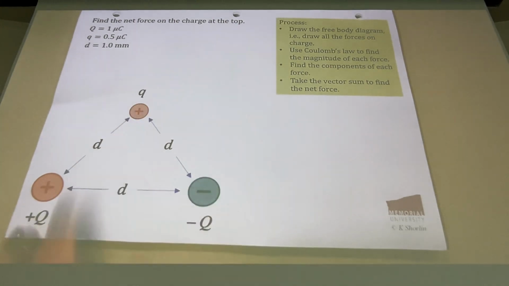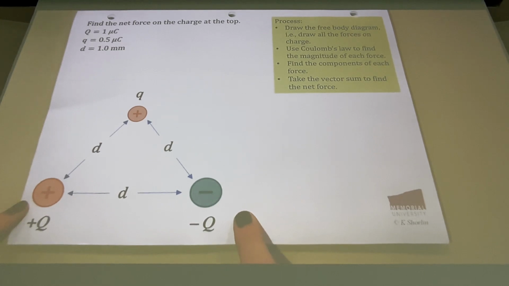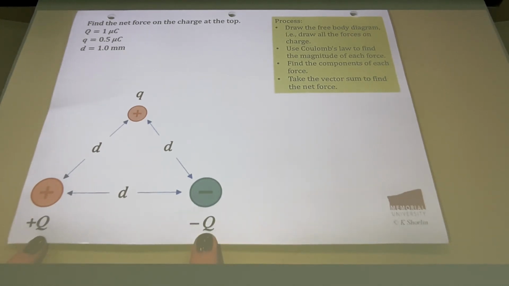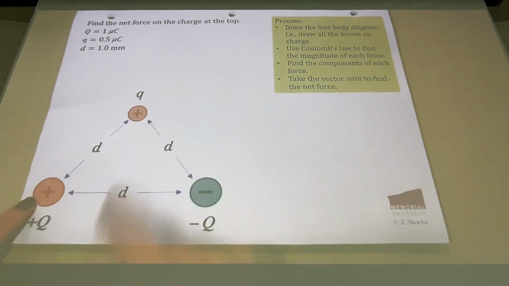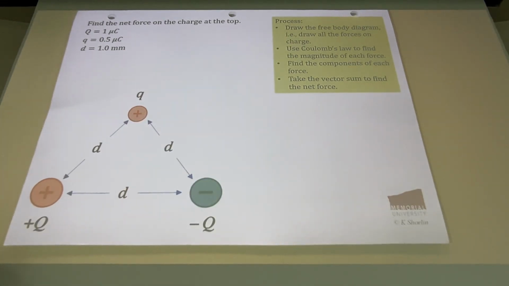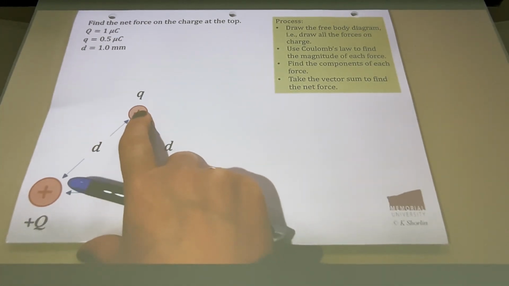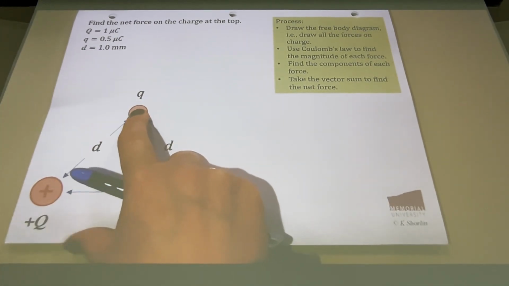It's 0.5 microcoulombs. My charges on the bottom of the triangle are plus and minus charges, and those have a size of 1 microcoulomb, so these are bigger than this charge. My equilateral triangle has a side length of 1 millimeter, and we'd like to find the net force on the charge at the top. So we want the force on this charge.